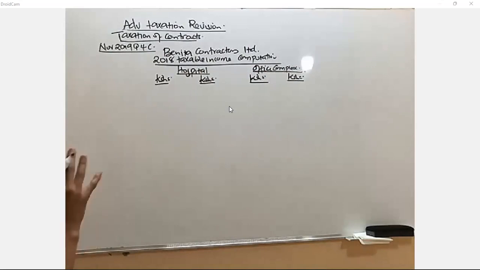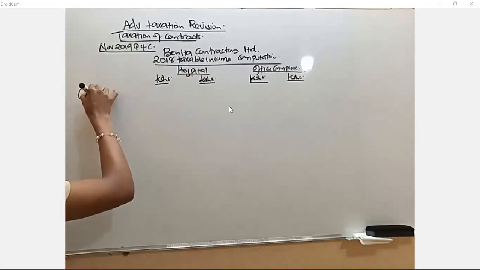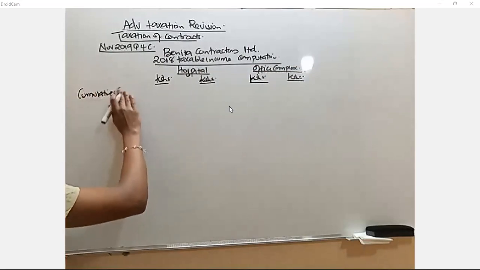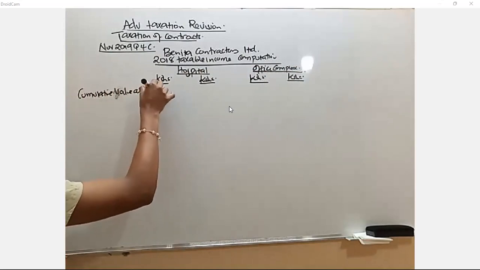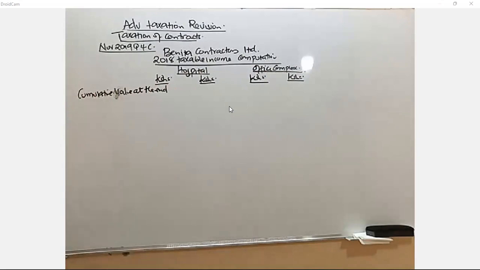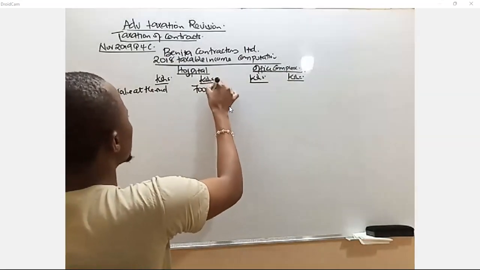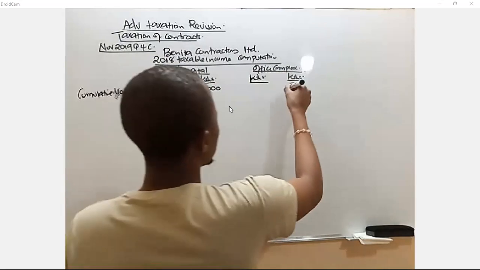We have said, to do more of your question, start with the cumulative value at the end. The cumulative value at the end of the year was how much? And I was able to show you the cumulative values. For hospital, we are being given 700,000. Then for the office complex, we are being given around 860,000.